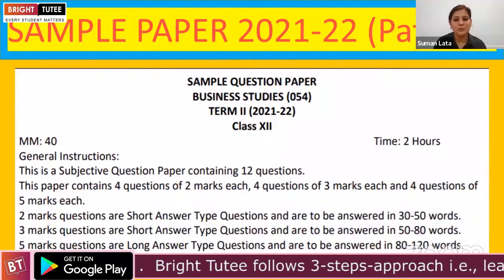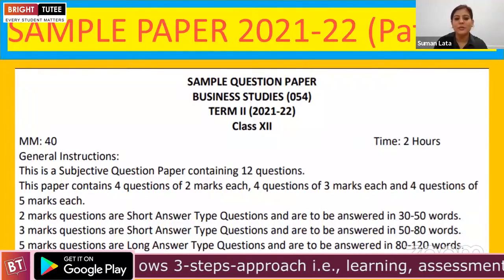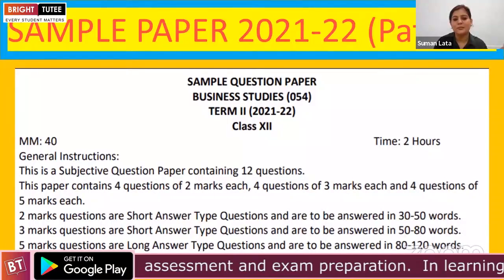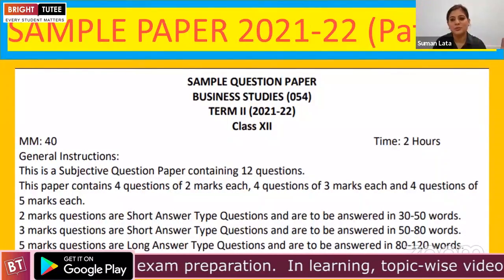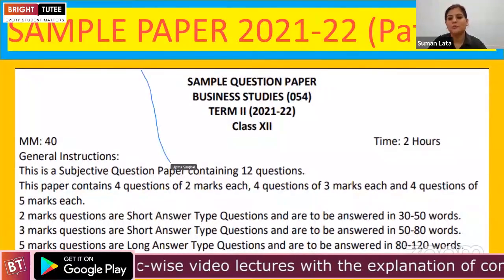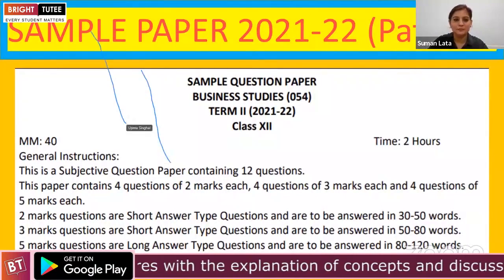Yes, obviously, a 2 hours paper will be there, a 40 marks paper will be there, and the number of questions will be 12. But the pattern, like in question number 1, a chapter 6 question is there, is not a compulsion. In the final paper also, question number 1 will not necessarily be from chapter 6.